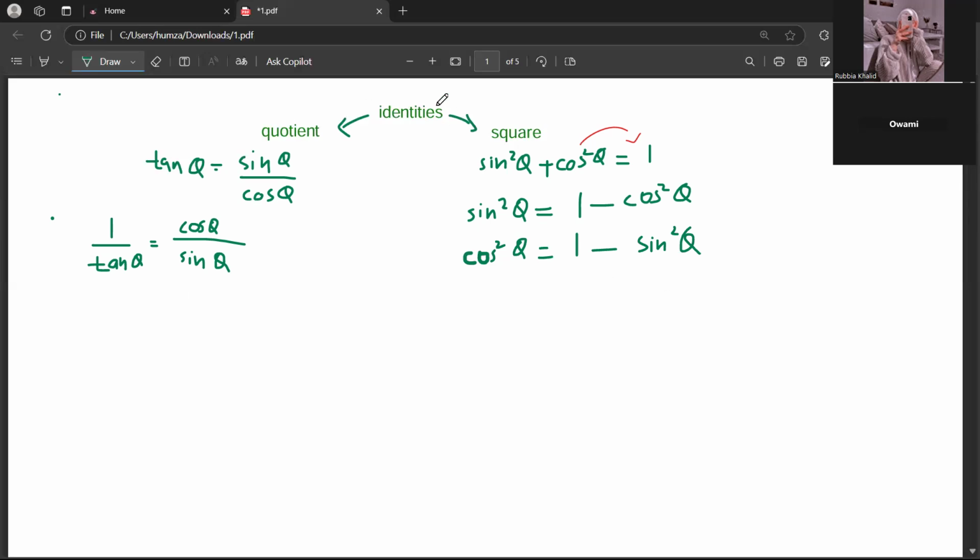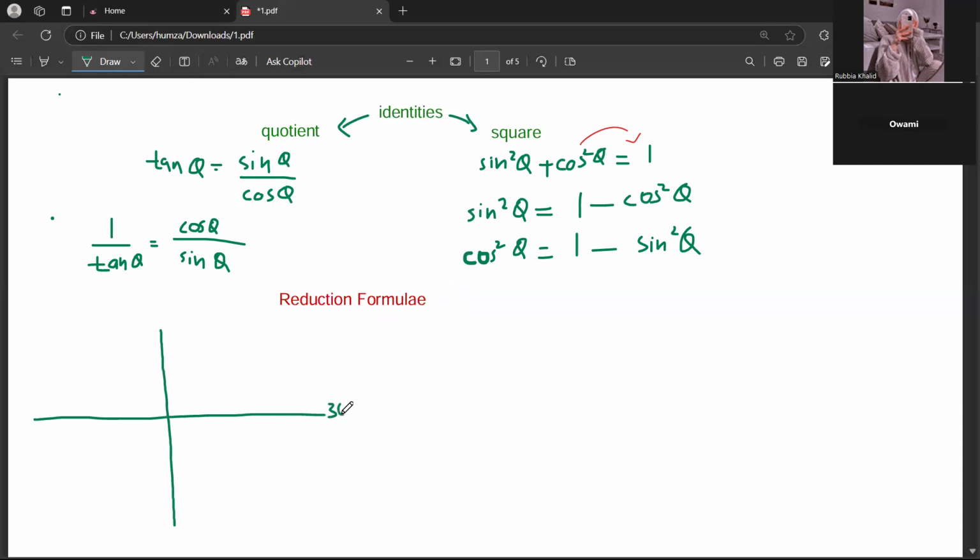So the next thing after the identities, we say we have two different identities. We have quotient and we have squared. And we know now the formulas for the quotient identity and square identity. The next thing we are going to look at is the reduction formula. Just going to change the color. Okay. So reduction formula, we need to remember the Cartesian plane in order to understand the reduction formula.